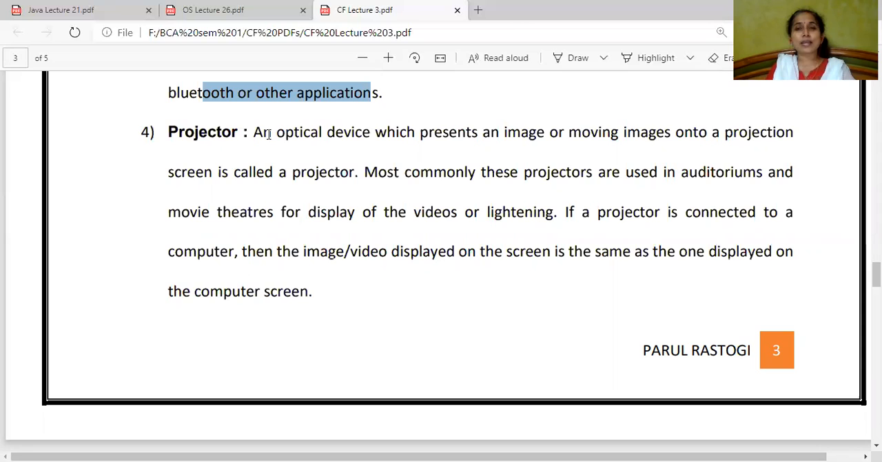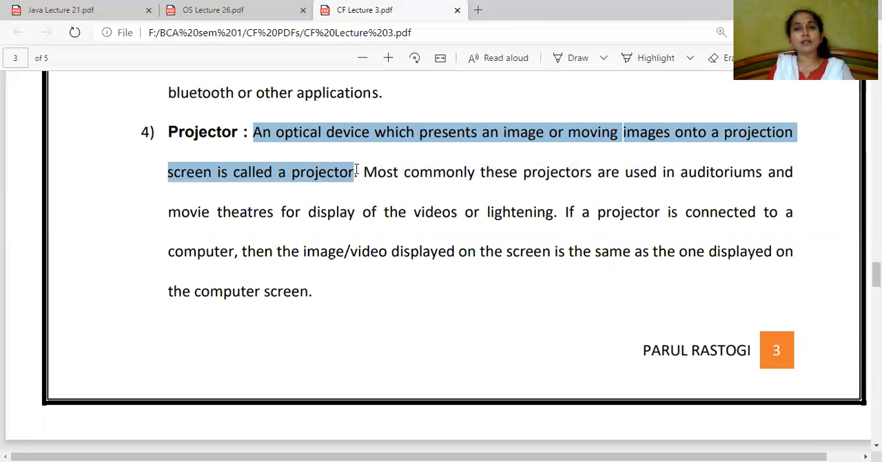So in that case, what I can do is I can send my output through a projector on a larger screen for a greater number of audiences. So projector is also a kind of output device. An optical device which presents an image or a moving images onto a projection screen is called a projector.